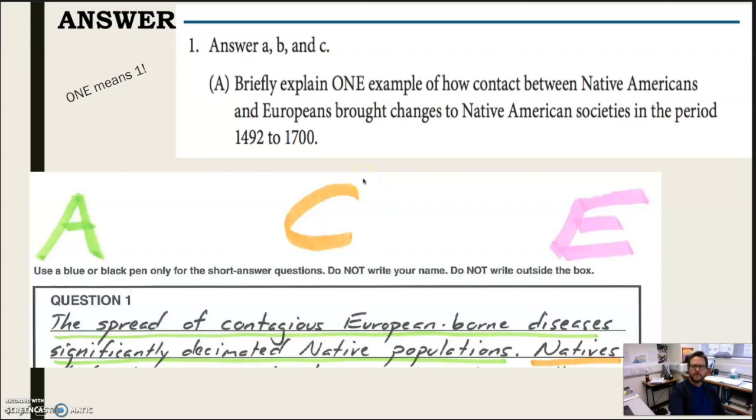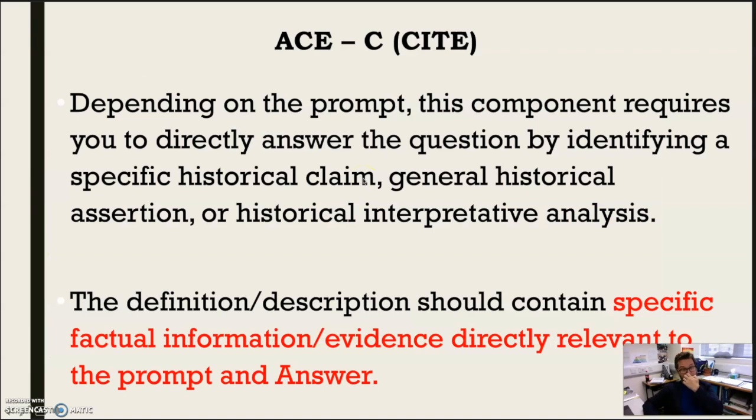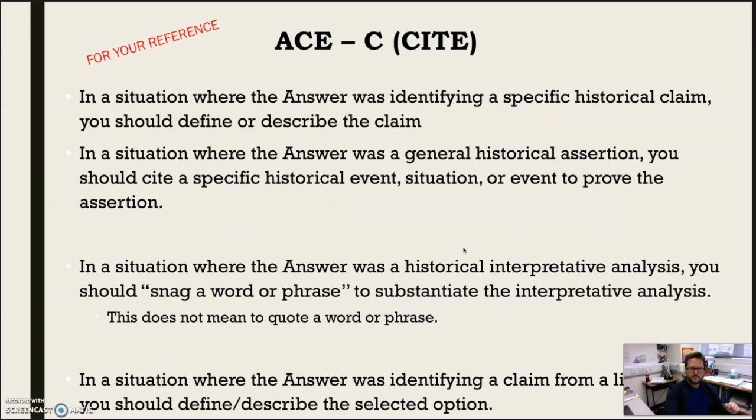all right? So the next portion of this is citing, all right? Depending on the prompt, this component requires you to directly answer the question by identifying a specific historical claim. Really what's important here is you are providing specific factual information relevant to the answer, relevant to the prompt, right? And so this is where being specific is really important. You're citing information. This is where you could also refer back to the stimulus if there's a stimulus there. And so that's what's really key here, is that you're actually being specific in your citing at this point.